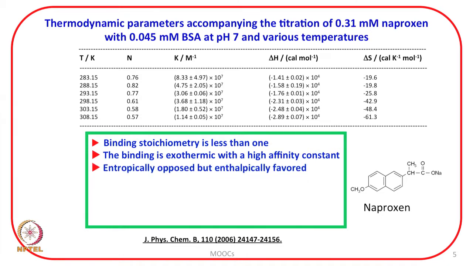Third one, entropically opposed and enthalpically favored. That means, when you talk about the standard reaction Gibbs energy change, that is having a favor from enthalpy change, but entropy change is opposing the negative sign of delta G naught.